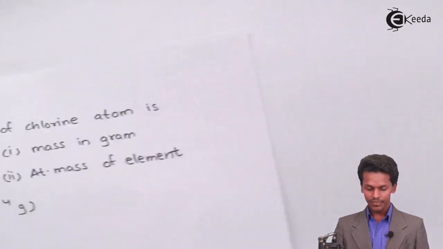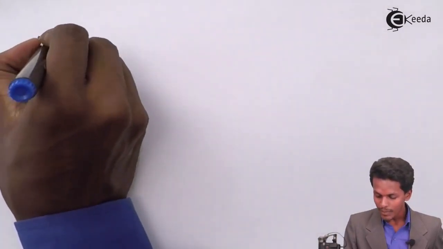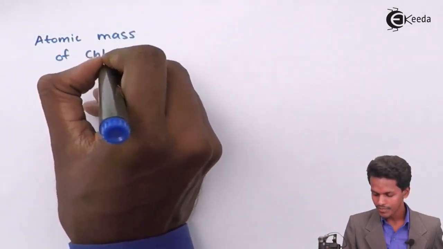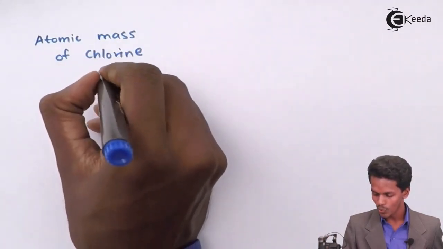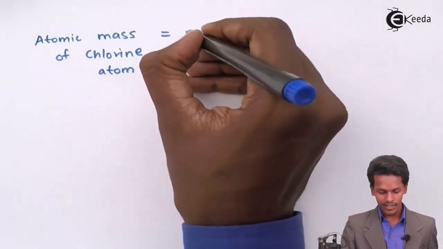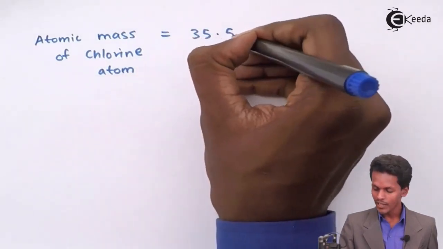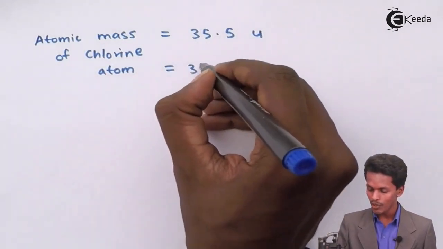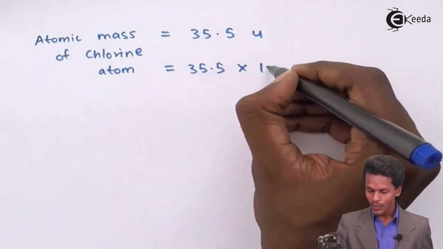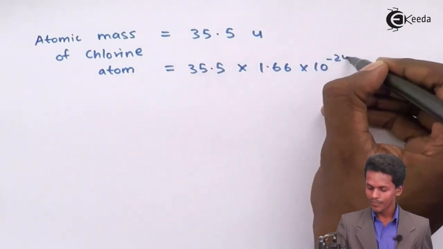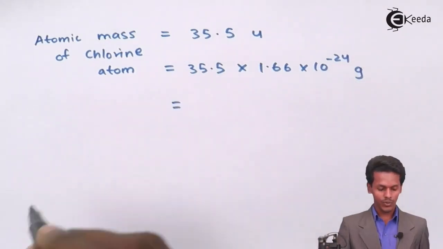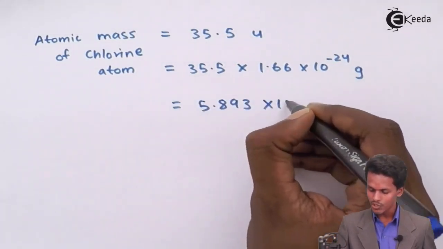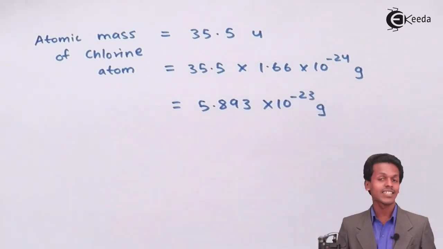So let us see that the atomic mass of chlorine atom that they have given us is nothing but somewhere around 35.5 unified mass. So if we want to convert into gram, the detail that they have given to us is that 35.5 should be multiplied by 1.66 into 10 raised to minus 24 gram. So let us see what is the answer that we could get. We have got a value of 5.893 into 10 raised to minus 23 gram. So this is the answer that we have got.